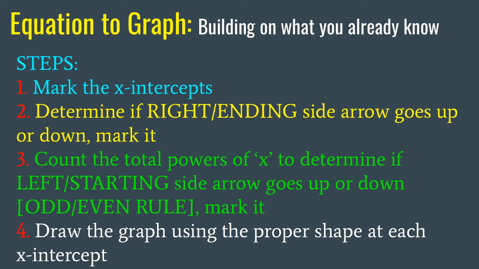So in conclusion, these were the 5 steps to be able to fully go from the equation to the graph. You mark the x-intercepts, you draw the right-hand arrow, you count the total powers, and then you use the odd-even rule to determine if it should be pointing up or down, and then you draw the graph using the proper shape at each one of the x-intercepts.